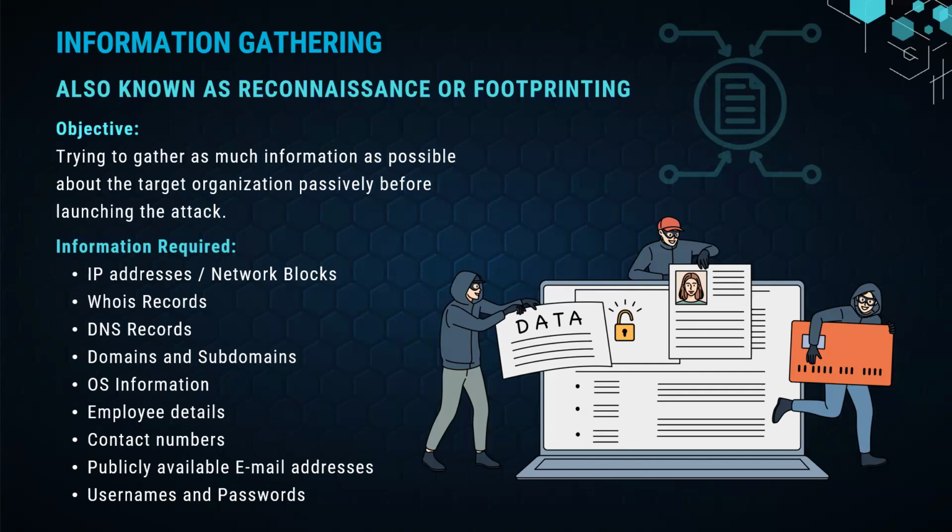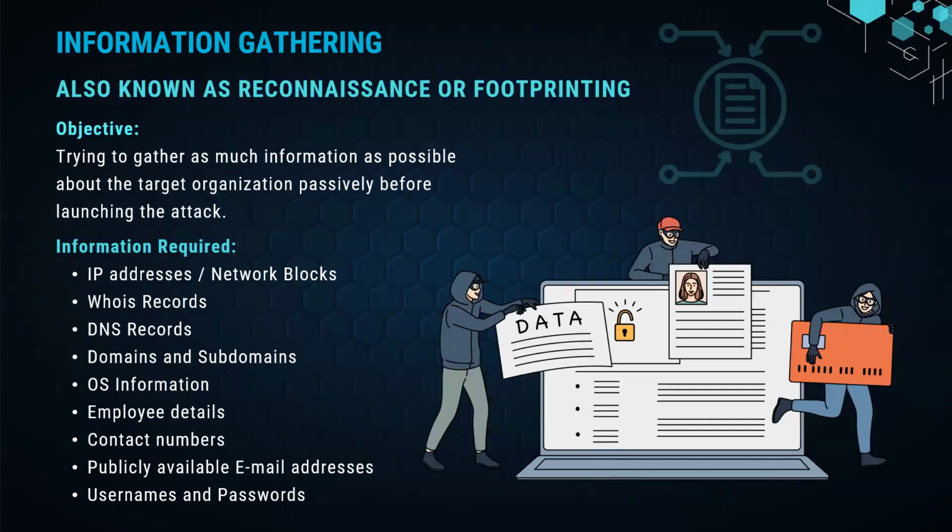Okay, so basically you're trying to figure out the infrastructure of the organization from an external point of view. So on the internet facing side, how many devices are there? What are the pieces of information? What are the IP addresses for the organization? What is the WHOIS record of the organization? What are the DNS records of the organization? What are domains and subdomains of the organization? What operating system are they using?